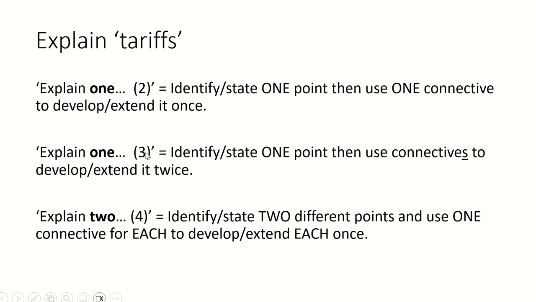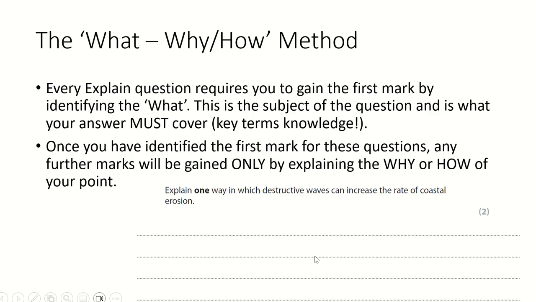For explain 1 for 3 marks, you have to extend it twice. And I'll show you what that would look like in a moment. And for explain 2 for 4 marks, it's just 2 of these. So you give 2 different points. For each point, you extend it once.